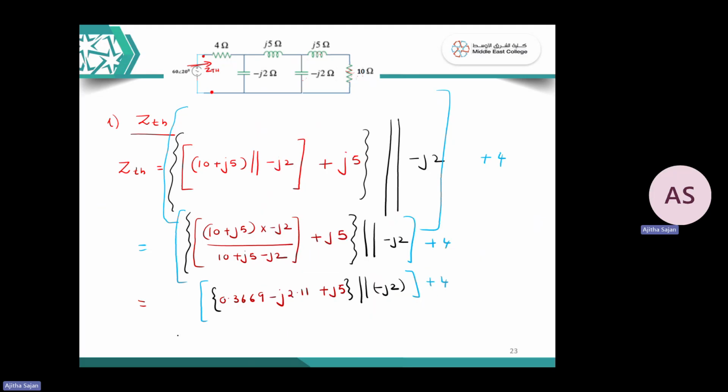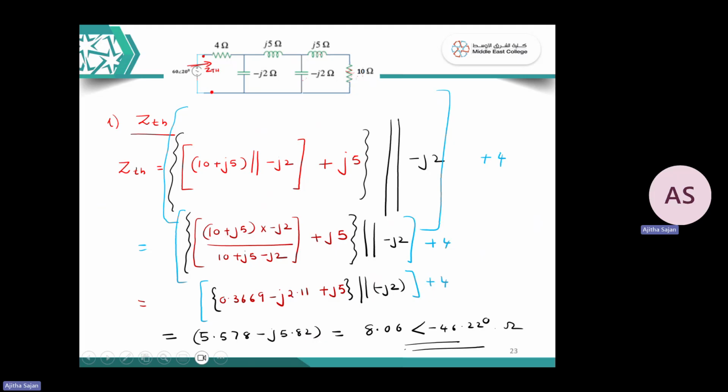So after doing all these things, the final answer will be equal to 5.578 minus j5.82. Or you can even write it in polar form as 8.06 angle minus 46.22 degrees. This much ohm. So this is your ZTH. Now you have obtained the ZTH.